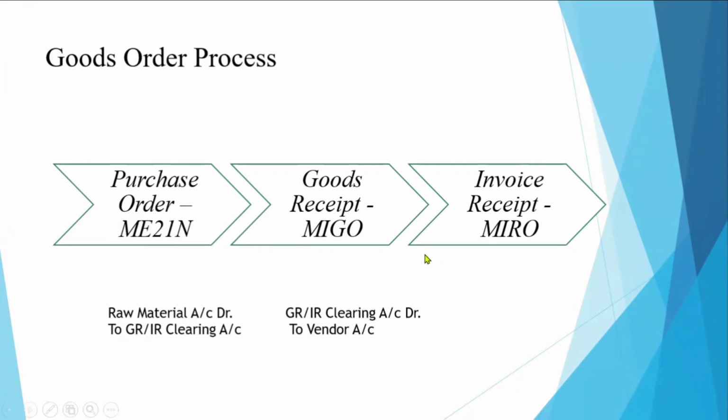So what is the goods order process in any organization? How are the goods ordered? Basically, everybody knows the production department is responsible for completing the production from raw materials to finished goods. But the production department needs the raw material so that they can convert it into finished goods. And where are those raw materials?